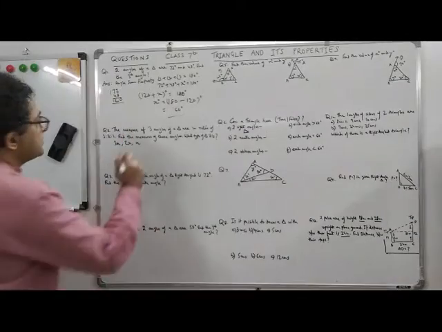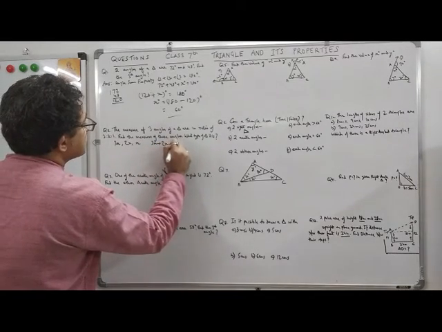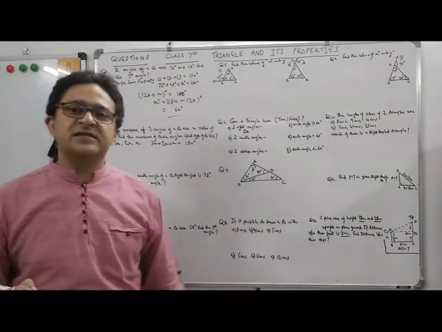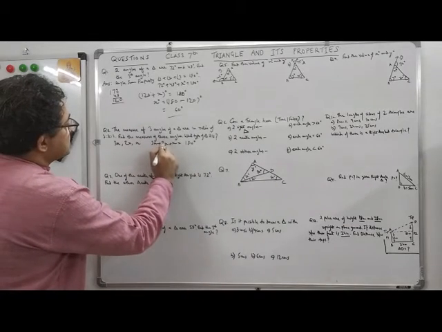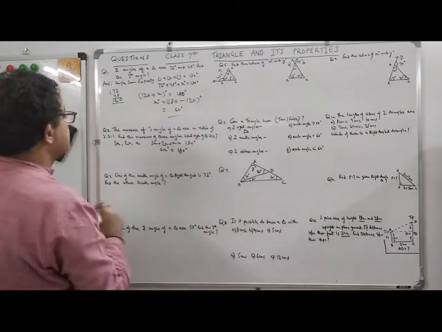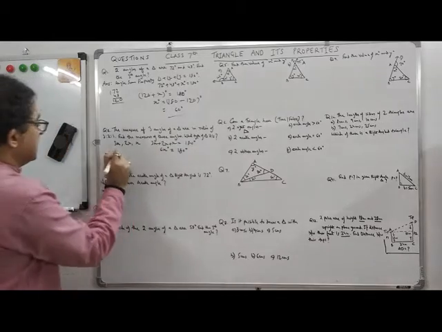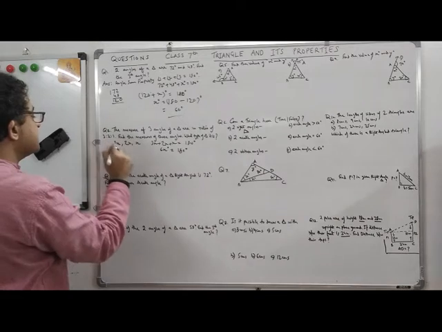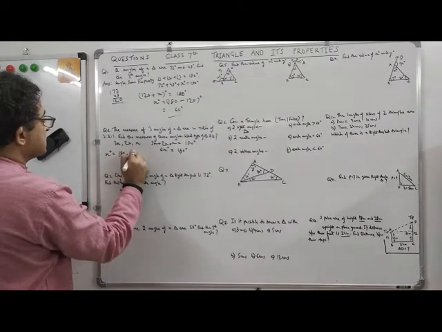So let's sum these. 3x plus 2x plus x is equal to 180 degrees. Again the angle sum property, which is the sum of the angles of a triangle is equal to 180 degrees. So using that concept, we put this as 6x degrees is equal to 180 degrees. So 6x degrees is equal to how much? 180 upon 6, 30 degrees.